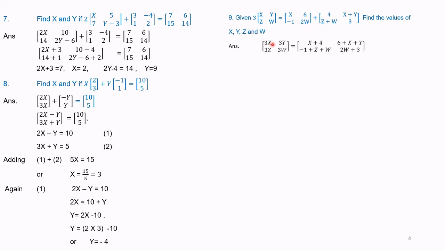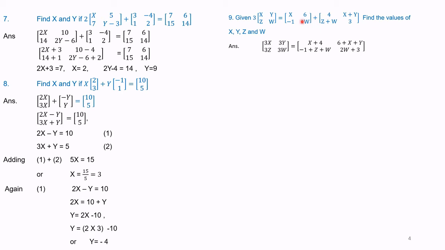Let us do it. First, it is a scalar product, that is 3 into [x y; z w]. Hence, if we multiply with 3, we get 3x, 3y, 3z and 3w. That is the matrix on the left hand side. On the right hand side, we have to perform addition of two matrices. Each matrix is of the order 2 by 2. Hence, we can add it.